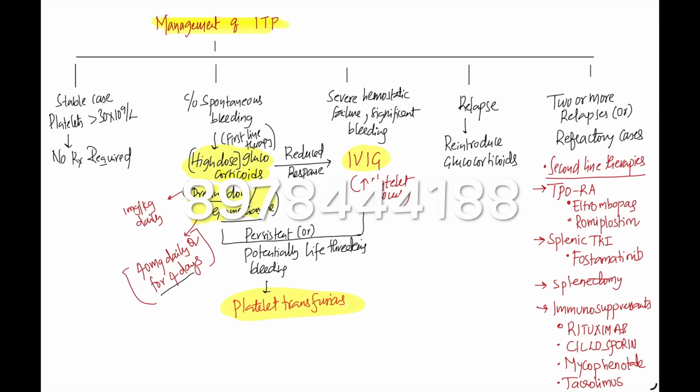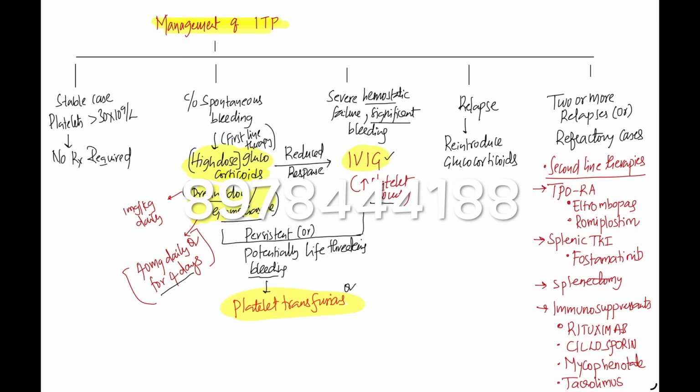Now, even after giving high dose glucocorticoids, if the response is not good and the platelet count is not improving, for the sake of increasing platelet count, we can go for IV immunoglobulins. So if there is reduced response to high dose glucocorticoids, if there is severe hemostatic failure and spontaneous bleeding that is significant, in those cases, we can go for IVIG. Even after giving IVIG and prednisolone, if there is potential life-threatening bleeding or if the bleeding is persisting, then we can even try platelet transfusions.